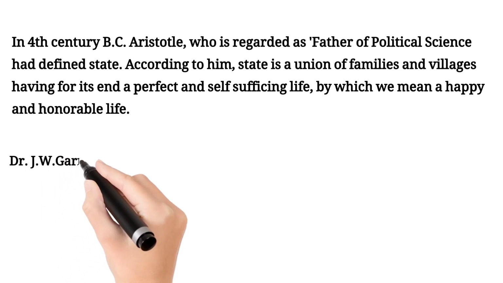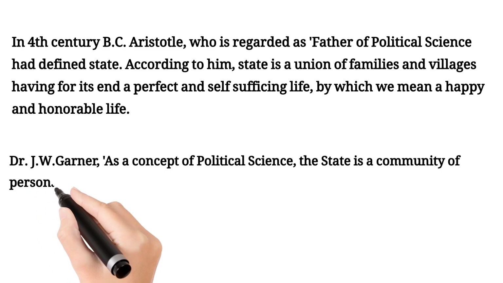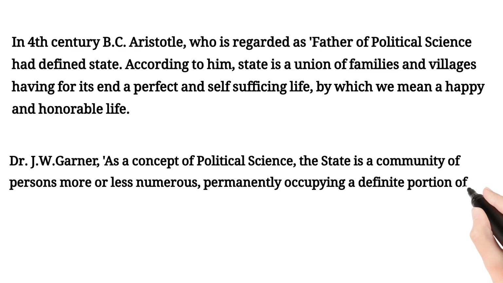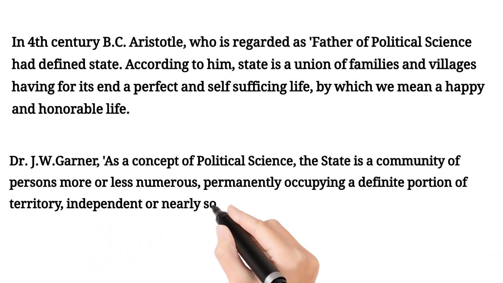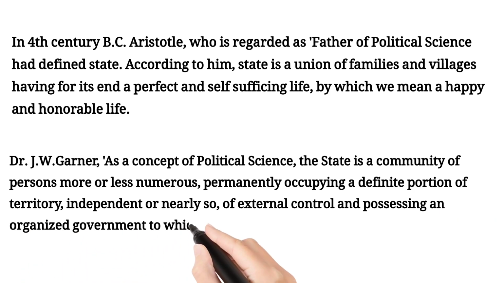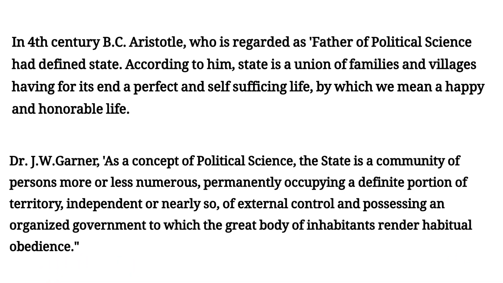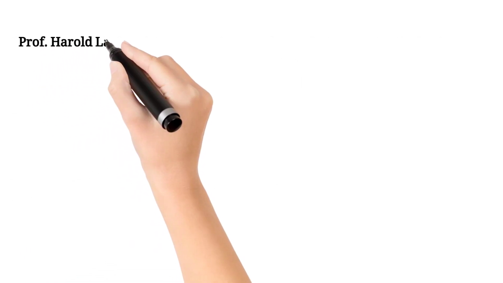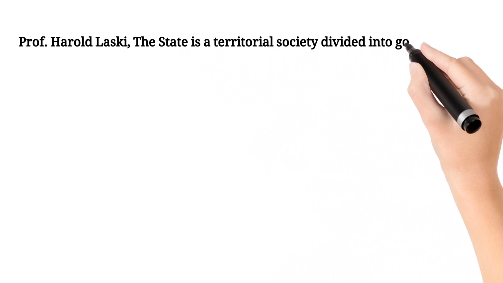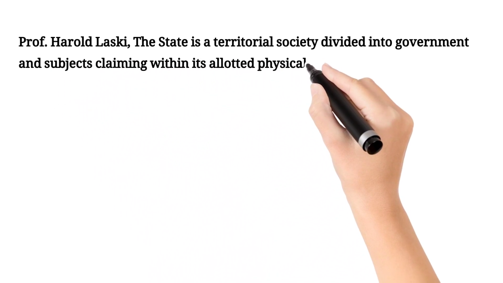Dr. J. W. Garner, as a concept of political science: The state is a community of persons more or less numerous, permanently occupying a definite portion of territory, independent or nearly so, of external control and possessing an organized government to which the great body of inhabitants render habitual obedience. Professor Harold Laski: The state is a territorial society divided into government and subjects claiming within its allotted physical area a supremacy over all other institutions.